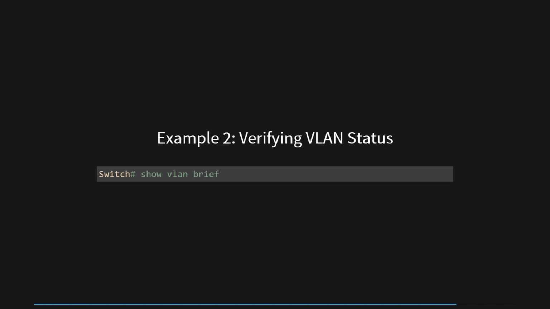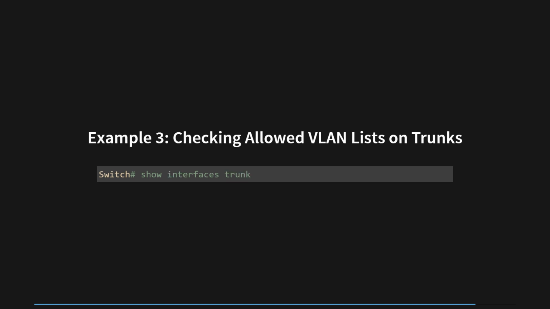Example 2. Verifying VLAN status. By using this command, you can check the status of VLANs. Ensure that all required VLANs are active and not in a shutdown state. Example 3. Checking allowed VLAN lists on trunks. This command displays trunk port information, including the allowed VLAN lists. Verify that the allowed VLAN lists on both ends of the trunk match to ensure proper communication between switches.